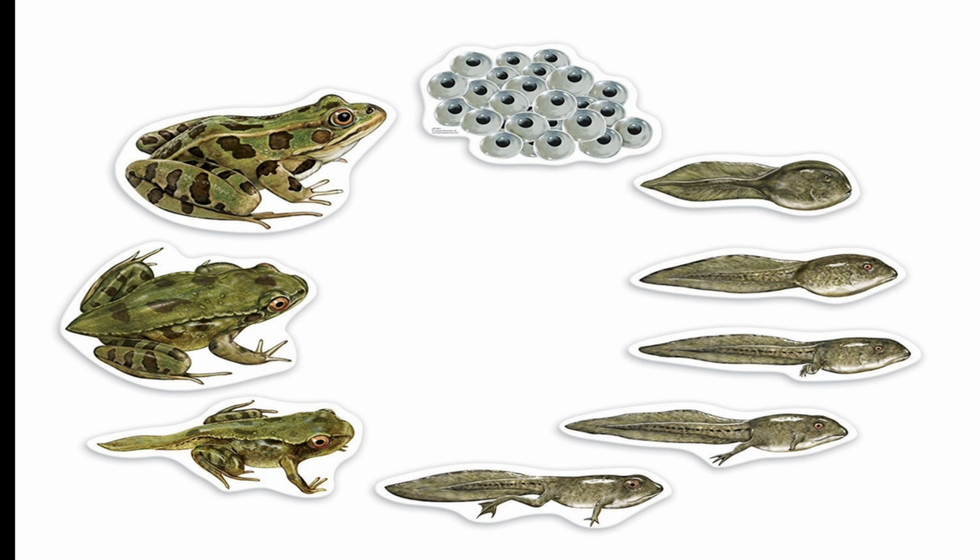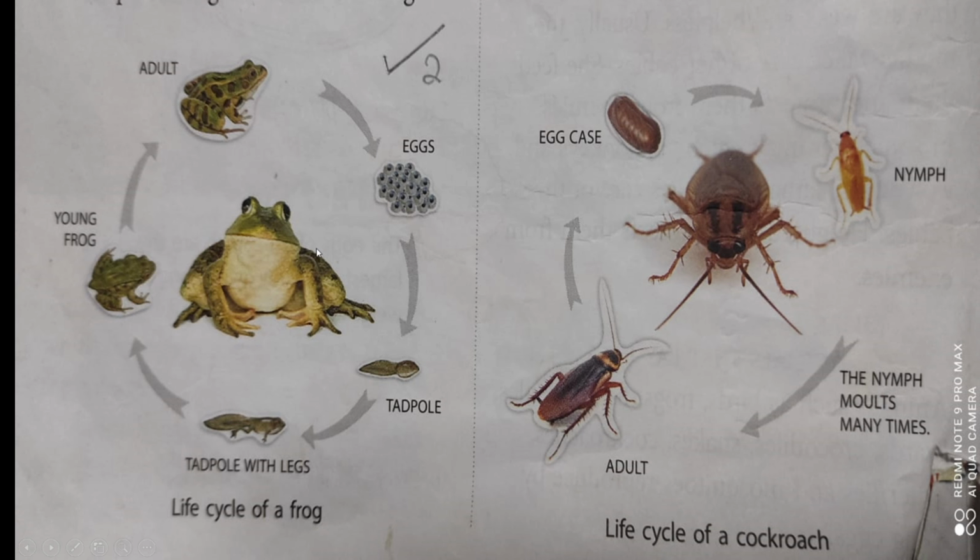Later, it grows legs. Here you can see the legs. The tail also becomes shorter and finally disappears. See this picture, you don't see any tail. Gradually, the tadpole changes into an adult frog. This is another picture of the life cycle of a frog and the life cycle of a cockroach.